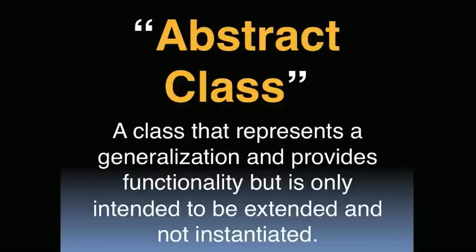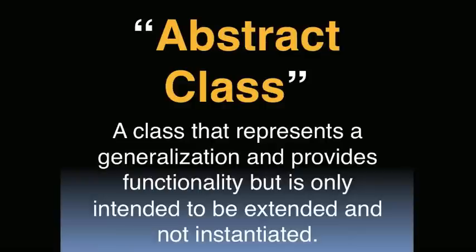Well, an abstract class is a mouthful in terms of the definition we've got sitting in front of us. A class that represents a generalization and provides functionality, but is only intended to be extended and not instantiated. That's a big run-on sentence that basically tells you that the entire purpose and existence of an abstract class is to be extended by other classes. It's meant to be a superclass, and other classes are then meant to inherit from that class and take on its functionality or extend that functionality as they see fit.